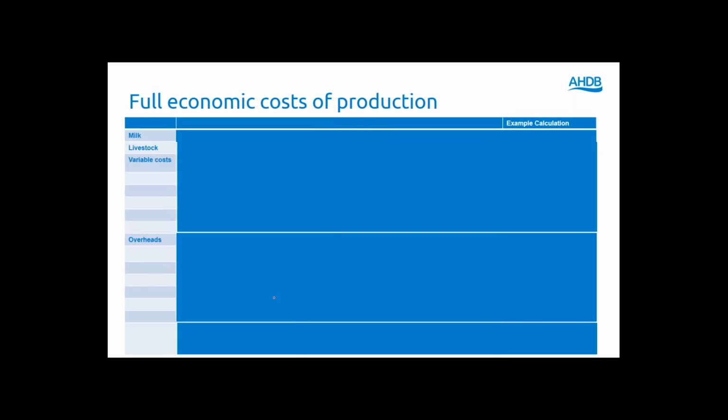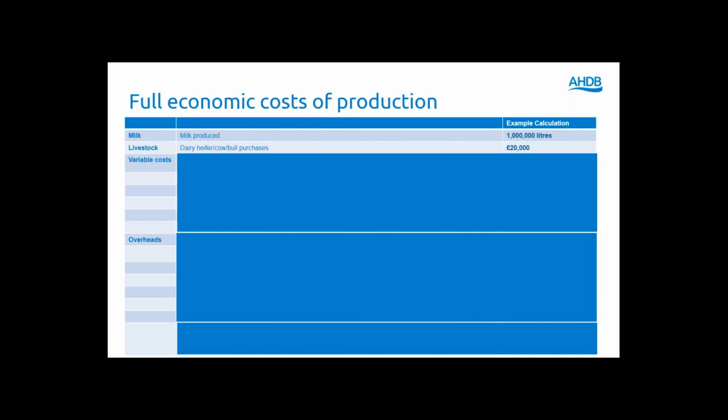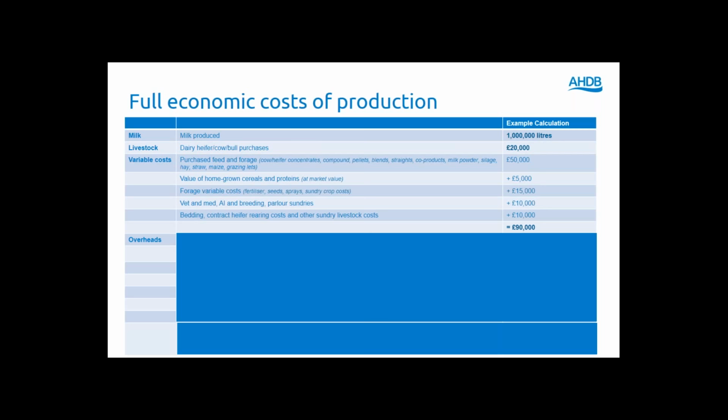Right, so how do we calculate that? This is quite an involved one, and I can understand this looks quite daunting when you look at it, so we'll take it step by step. For full economic cost of production, you need your milk produced, your livestock costs, your variable costs, and your overheads. So firstly, amount of milk produced. That's fairly straightforward. You then need the purchases of your livestock, your heifers, cows, or bulls that you might have brought in. Then all your variable costs.